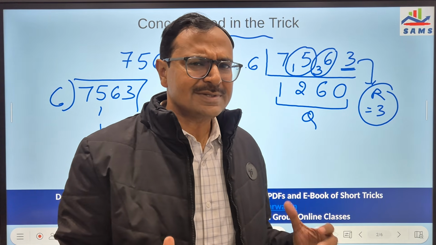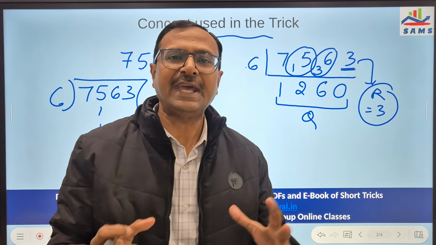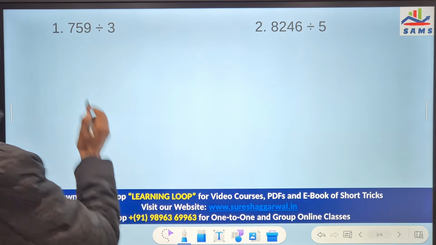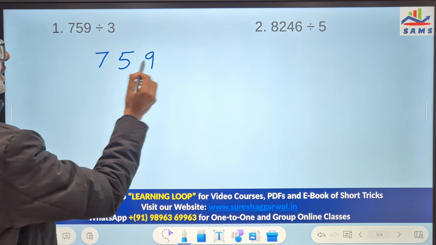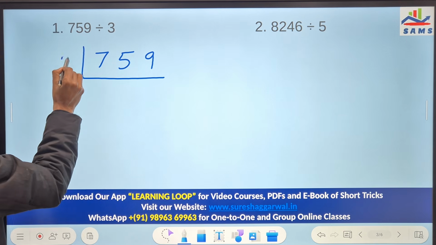Now the concept seems a little difficult, right? But let's practice it and let's see whether we can master this skill or not. For the first question, I am taking 759. So I'll just separate it out using some space, and I'll have to do it division by 3.